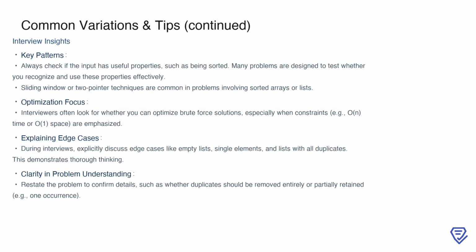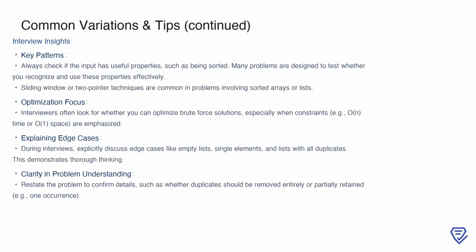In interviews, there are a few patterns and strategies to keep in mind when approaching problems like this. First, always check if the input has useful properties, such as being sorted. Problems like these are often designed to test whether you can recognize and exploit these properties effectively. Techniques such as sliding windows or two-pointers are particularly useful for working with sorted arrays or lists. When optimizing your solution, interviewers look for your ability to move beyond brute force approaches, especially when constraints like O(n) time or O(1) space are emphasized.